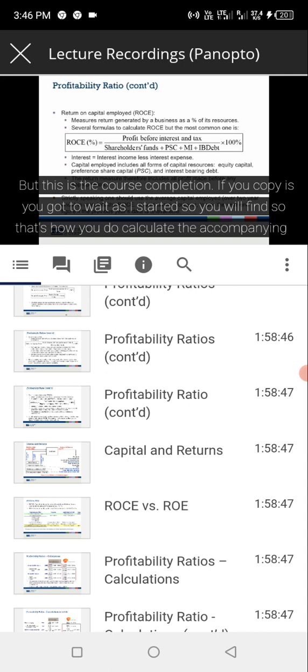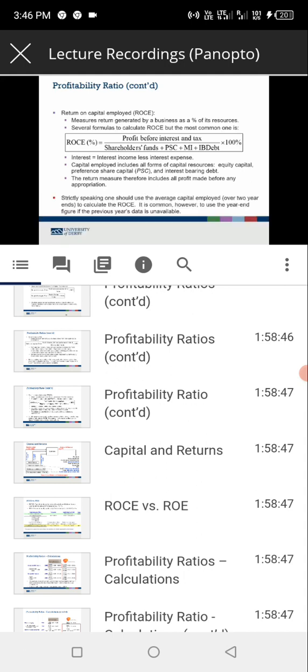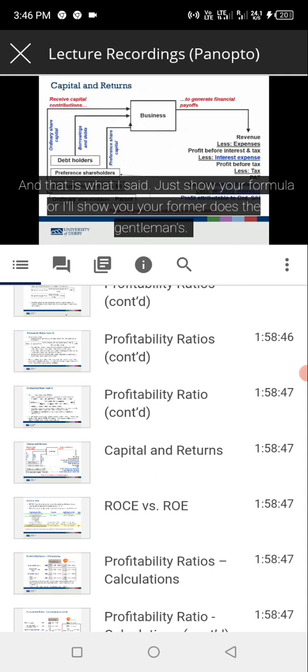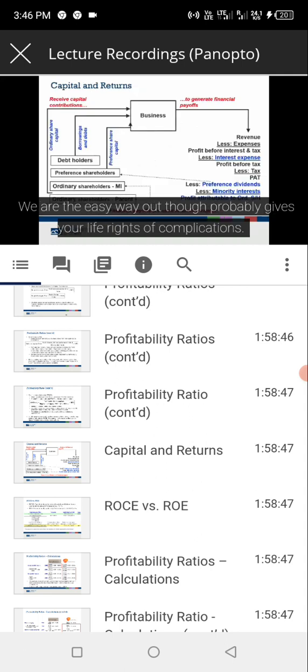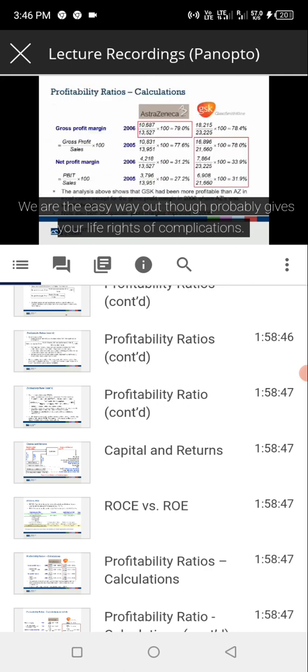So you will find some books that calculate their capital employed as total assets less current liabilities. If you decide to use that, nobody will penalize you. And that is why I said, just show your formula. That's the gentleman's way. The easy way out. Don't complicate your life. No complications.